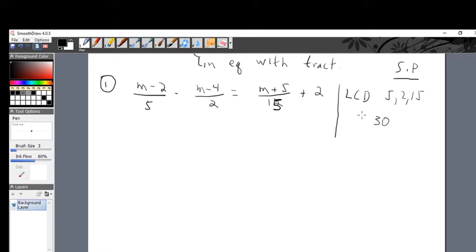Where am I getting this from? You can look over on the side here, on the left, the 5, the 2, and the 15. I don't care about this 2, because the denominator of the 2 is a 1. It doesn't play any role. It's the 5, 2, and 15 I care about, and 30 is the magic number, so to speak. What does that 30 tell me to do? When I find the LCD, what should I do?